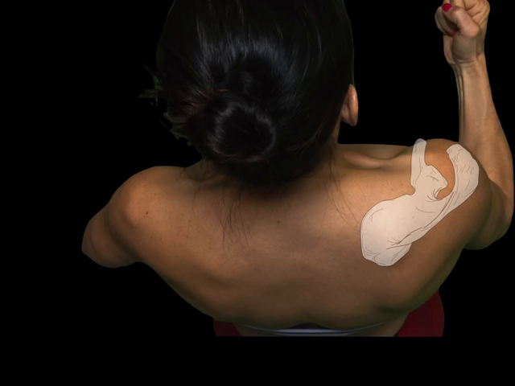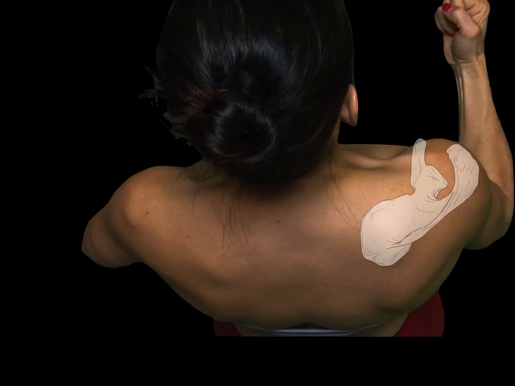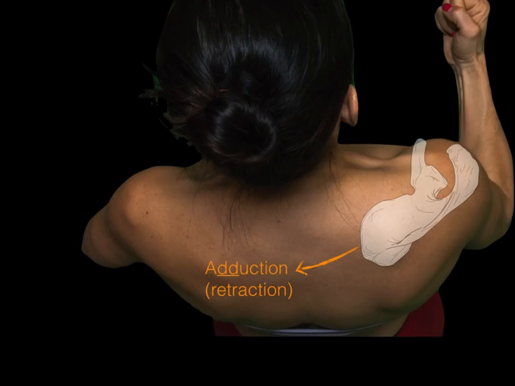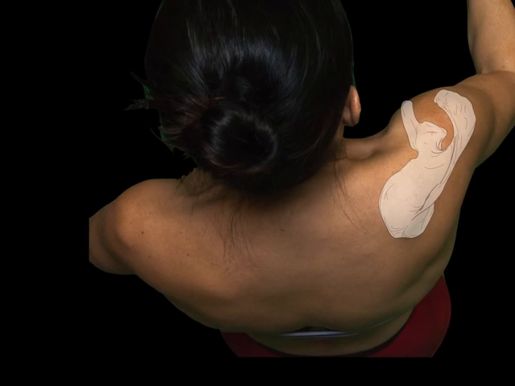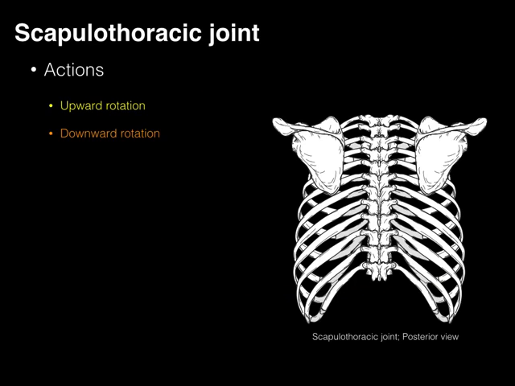Now let's say you're going to go and punch someone. You abduct the scapulothoracic joint, where it protracts along the rib cage. Or you go to shake someone's hand, and then you realize, I don't want to touch them, and you bring your hand back, you adduct or retract the scapula. Protraction, retraction. Okay. Now, what about upward and downward rotation?